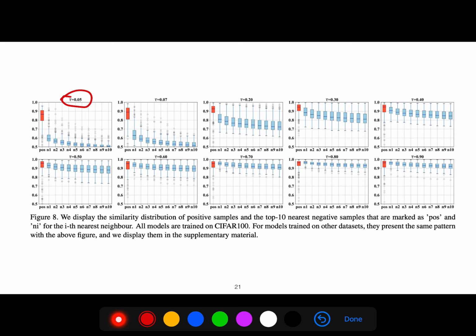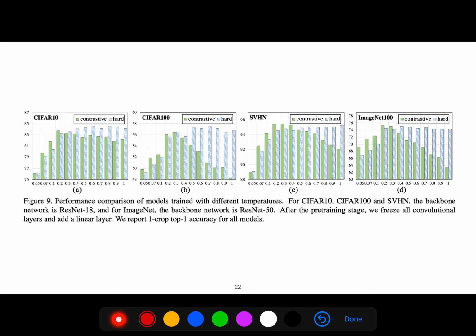And here we see the similarity distribution of positive samples and top-k nearest negative samples. And here are the performance comparisons of models trained with different temperatures. After pre-training, we freeze all convolutional layers and add a linear layer.